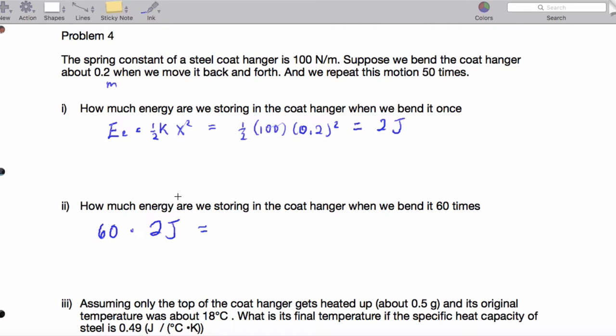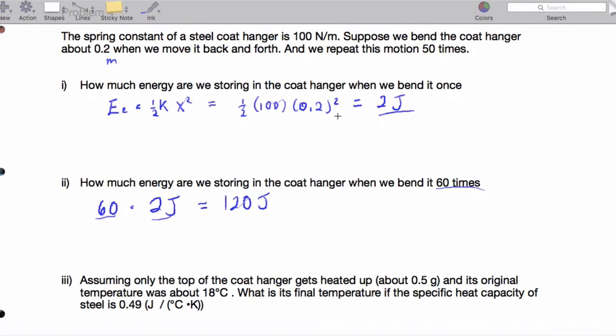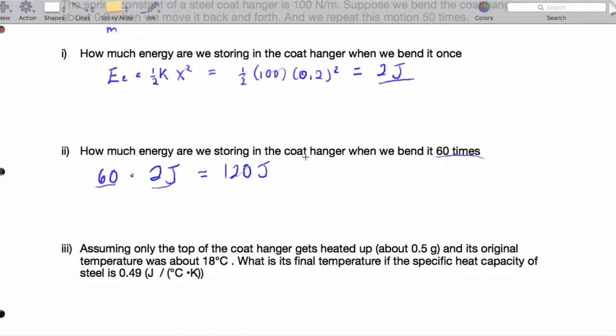Like here, you've got an energy, and what I'm saying is you're going to put this energy into the coat hanger, and you're going to do this exact amount of energy into the coat hanger 60 times. So in other words, you're just going to take 60 times the 2 joules you had before to figure out what the total energy is that you're putting in the coat hanger. This isn't a formula on a formula sheet. It's just based on reading this question and the information you have here. It's a reasonable thing to ask in a high school physics class.